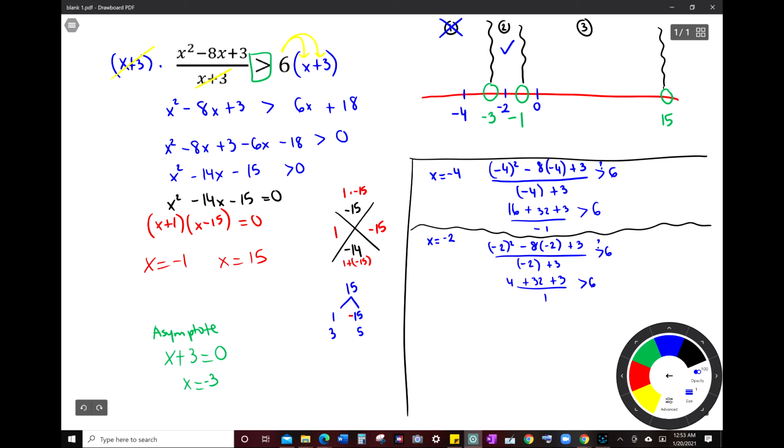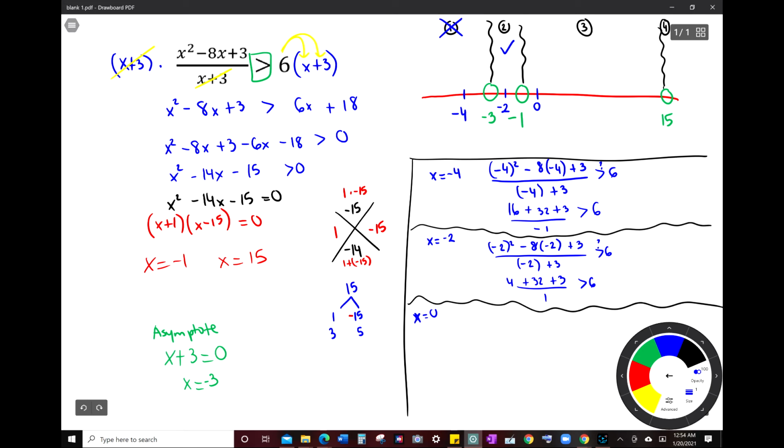So for the interval between, and sorry, I missed out one more region right here. It should be region number 4 right here after the 15. So for region number 3, or for the interval between negative 1 and 15, I'll pick 0. Okay, so I try it out. x equals 0.